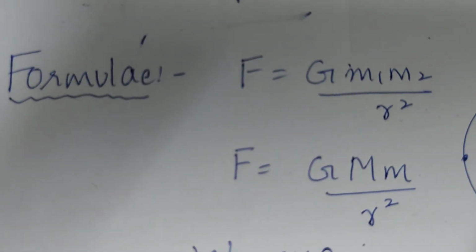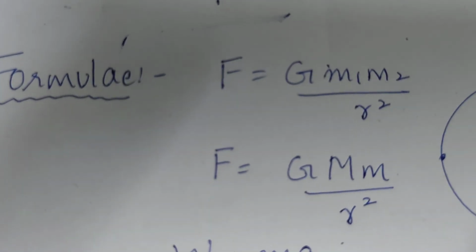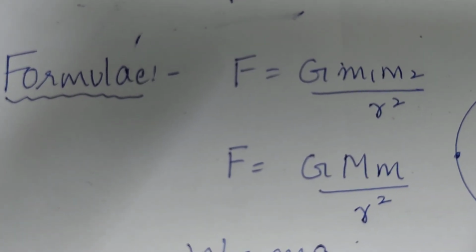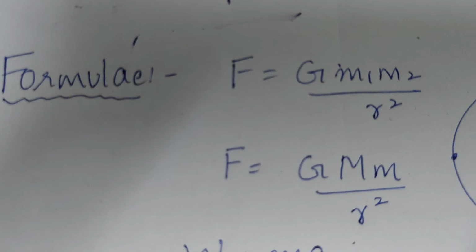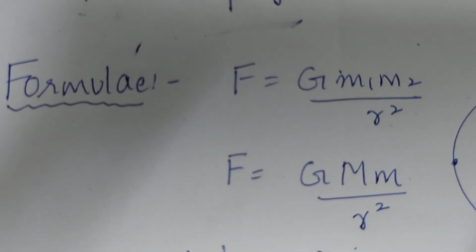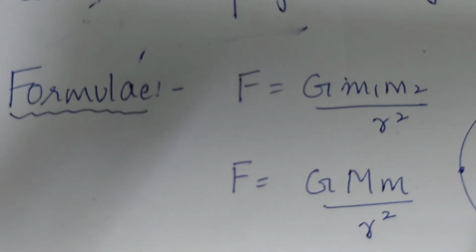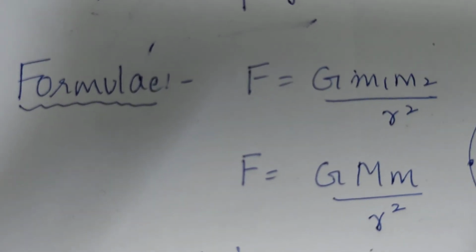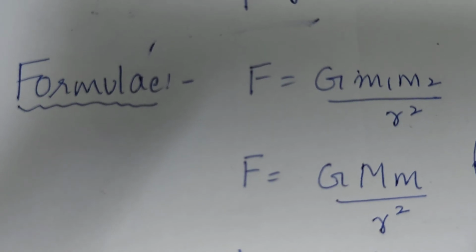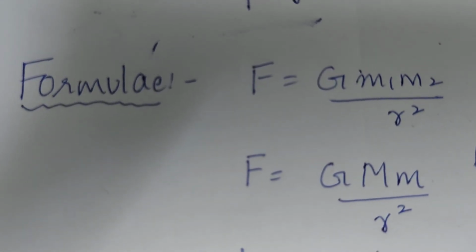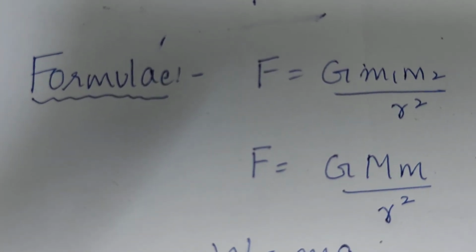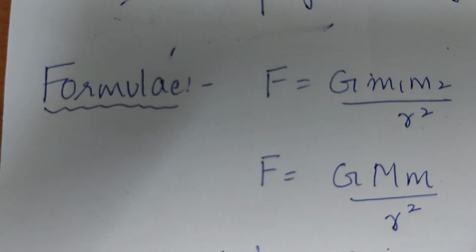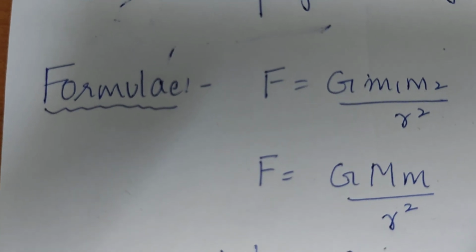So the formulas involved in this chapter are F is capital G m1 m2 over r square, or F is capital G capital M small m over r square. If one of the two bodies is a heavenly body like Earth or Moon or any other planet, and capital F is the force of gravity, then we can use the symbols capital M and small m for the masses of the two bodies. Capital M for the mass of the planet and small m for the mass of the small body.